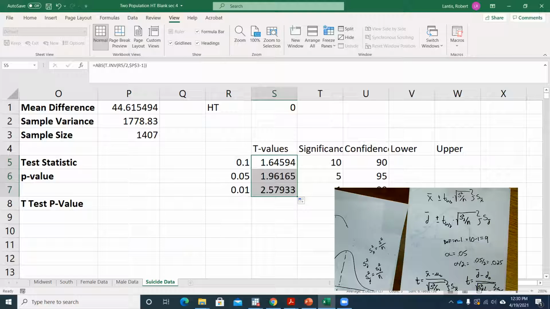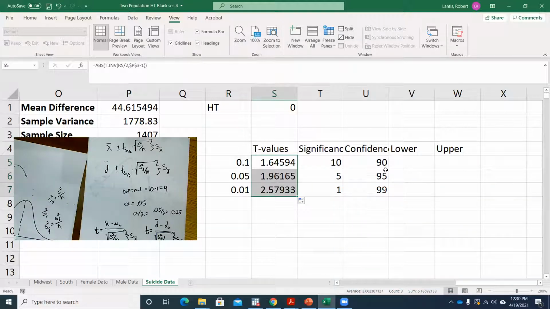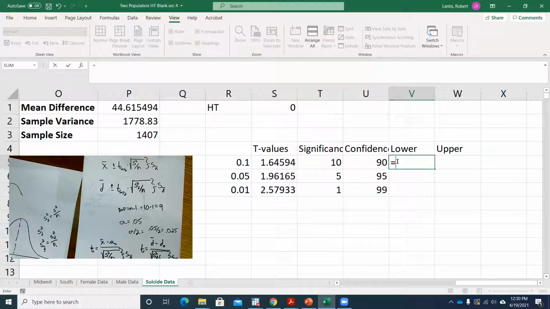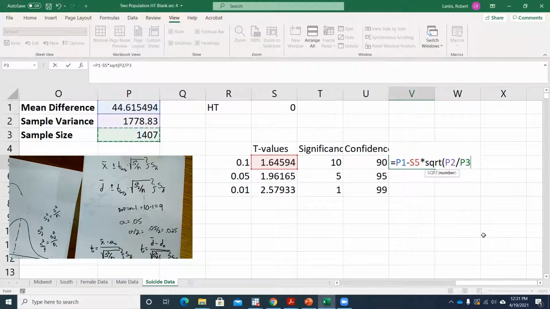At this point, it's just a matter of using Excel to be our calculator and get this entered in. So let me move this down here so we can see this. We'll take our sample mean difference, subtract that T value multiplied by the square root of our sample variance of that difference variable divided by our sample size.